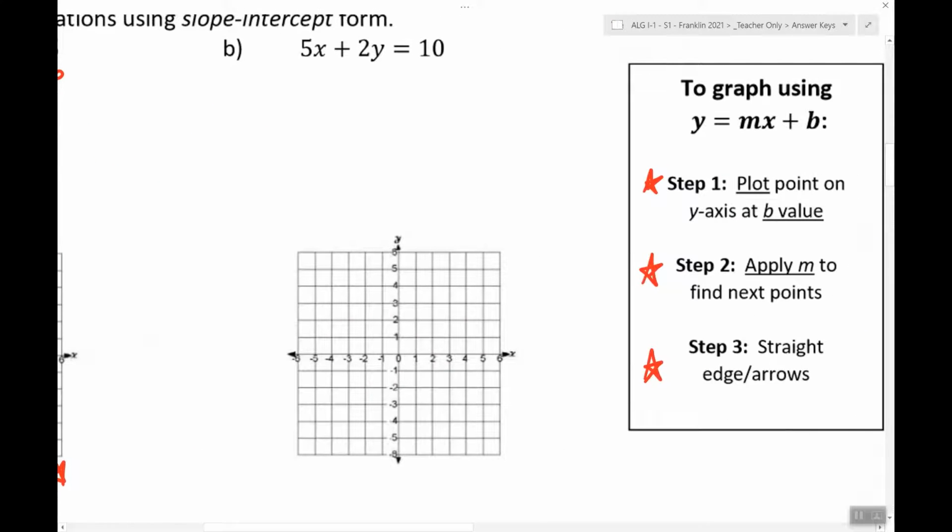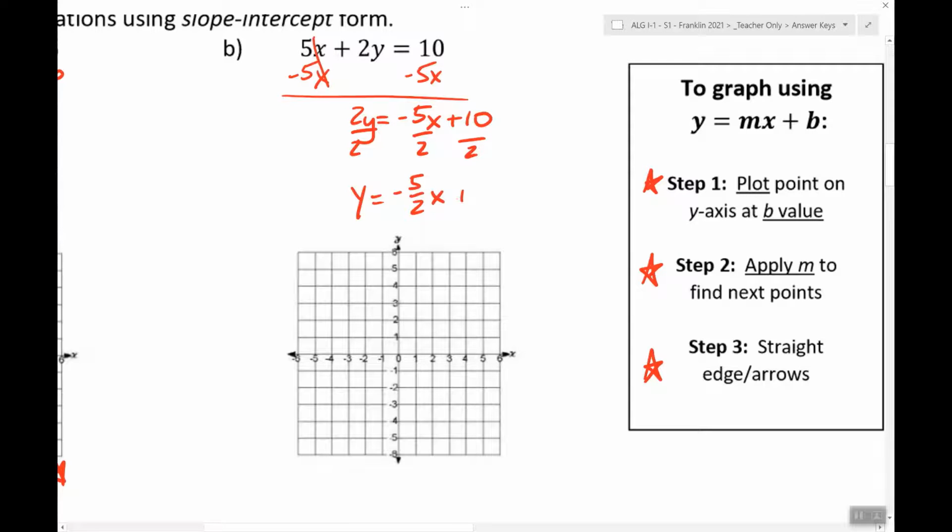Let's look at example B. We have 5x plus 2y equals 10. Well, first we have to get rid of that 5x. We have to solve for y to get this into slope-intercept form. So that's 2y equals, and write the x term first, negative 5x plus 10. Divide everything by 2 here to get y by itself. So y equals negative 5 over 2x plus 5. There's our equation. We know the slope is negative 5 over 2, and we know the intercept is 5.